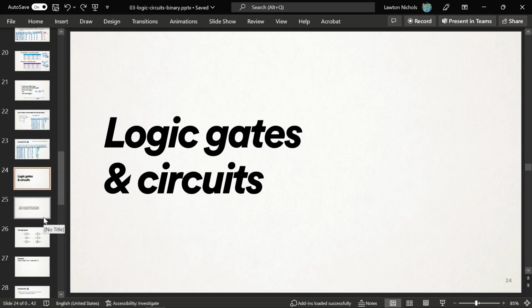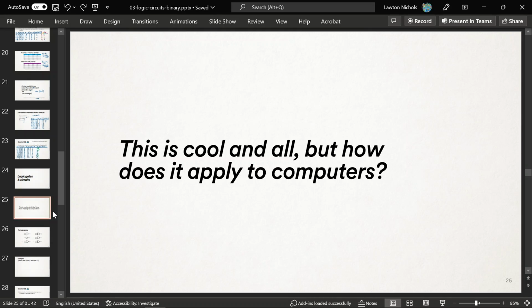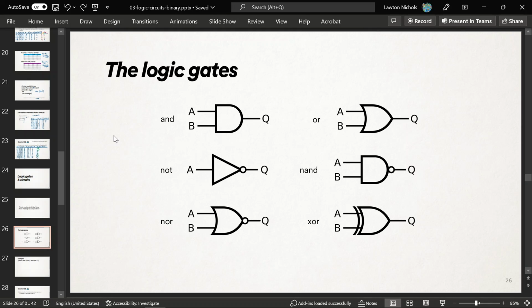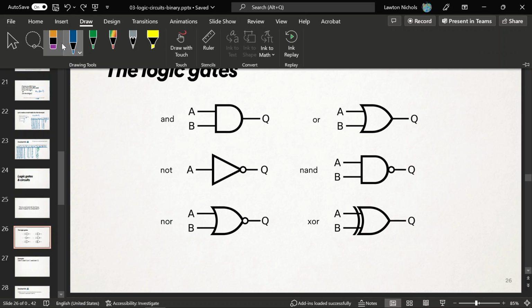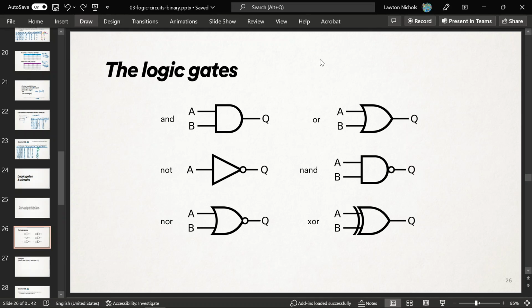It's really cool. I have to take CSCI 45 to get there, but I'm going to give you a sneak peek, okay? How does this apply to computers? That's the question I'm going to try and answer for you now. So here are our logic gates. We're going to build diagrams like this, and they are going to perform our logical operations. And this is how we're going to perform computation eventually.